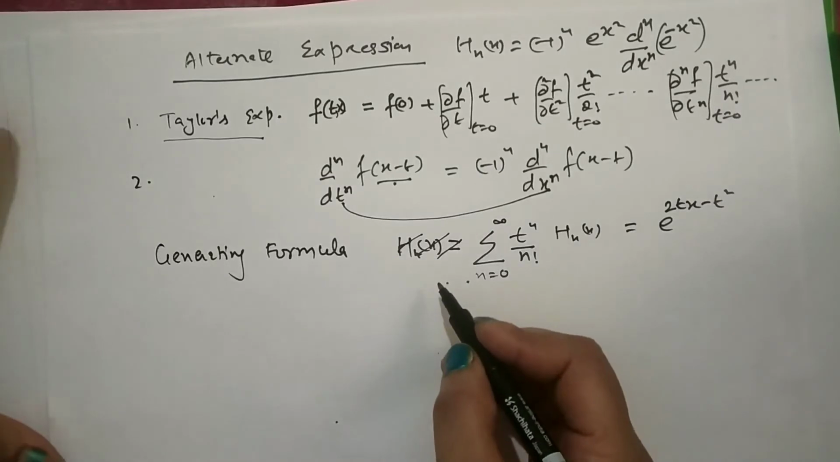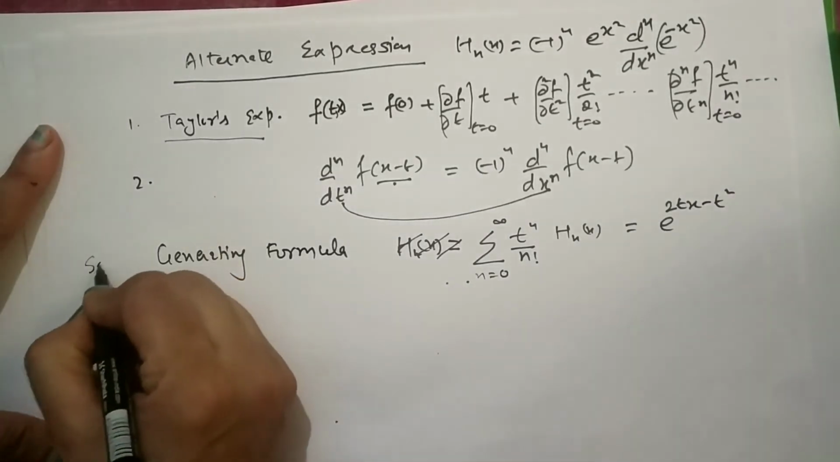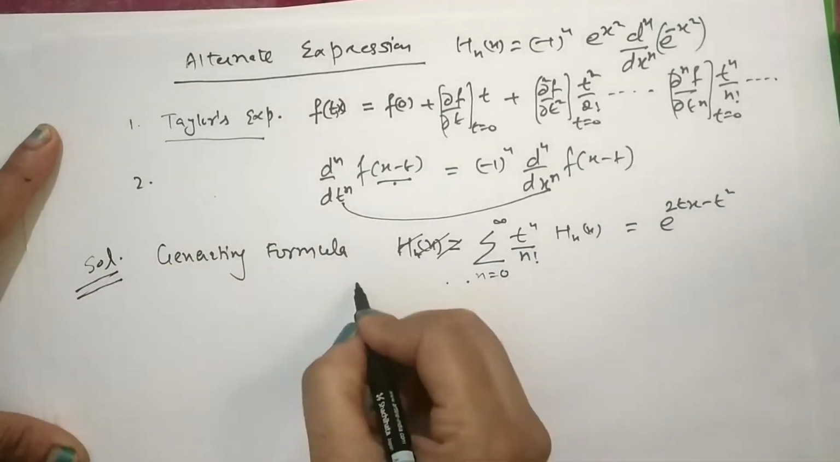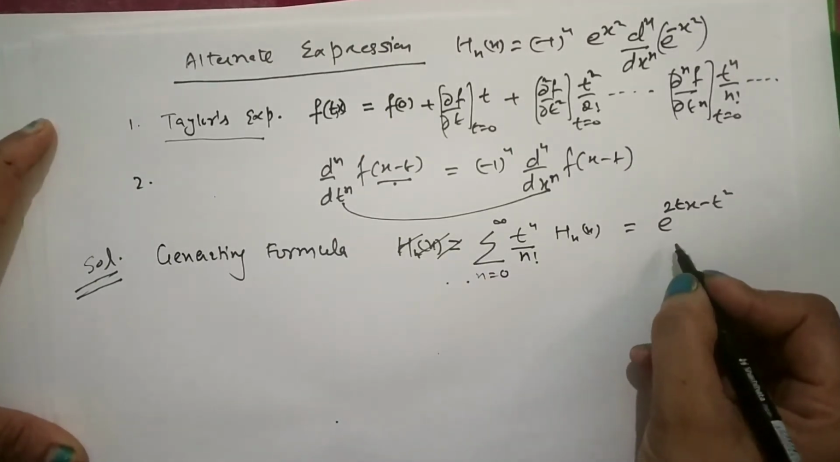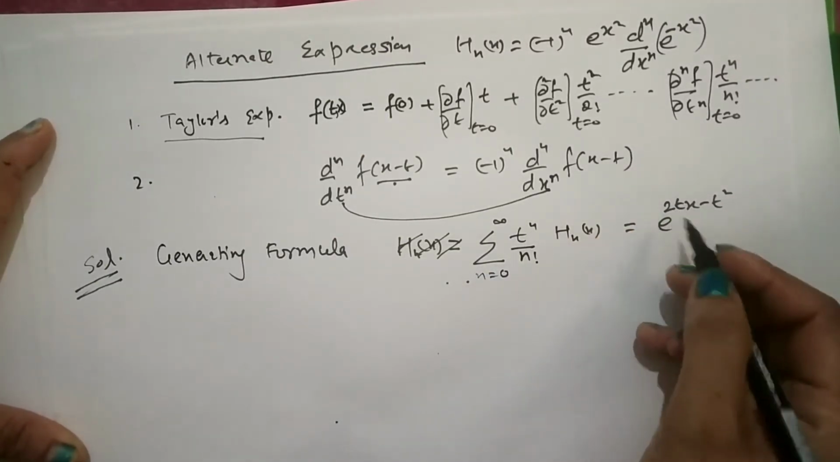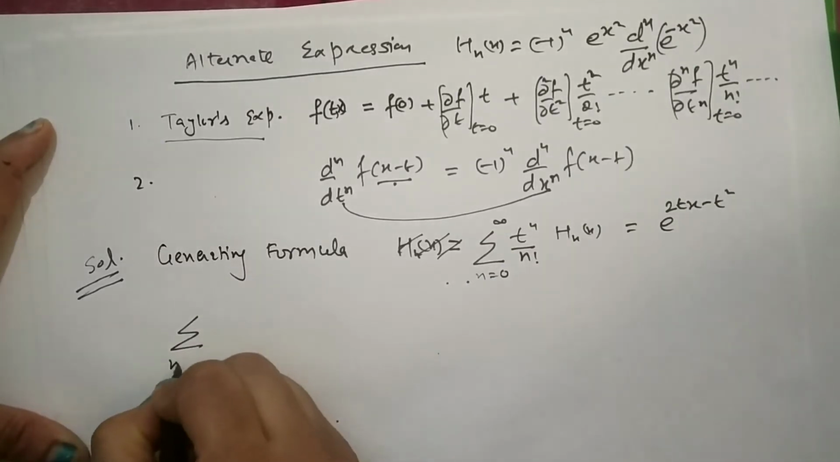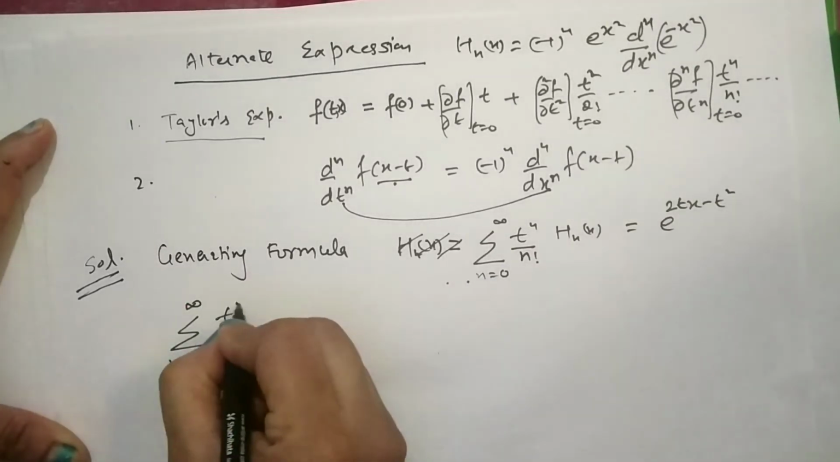So first of all, the solution starts from here, using the generating formula that we have derived just now. So this is the generating formula. So again you have to write it here.